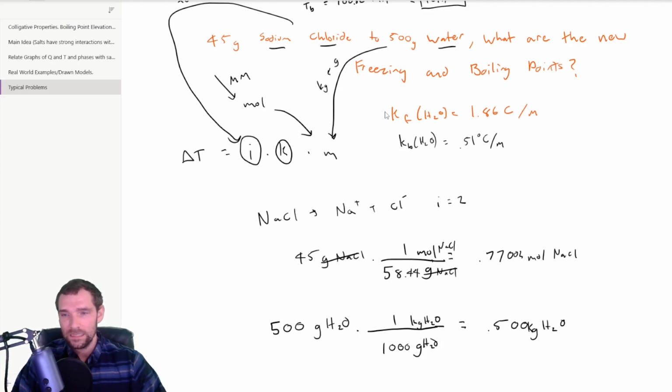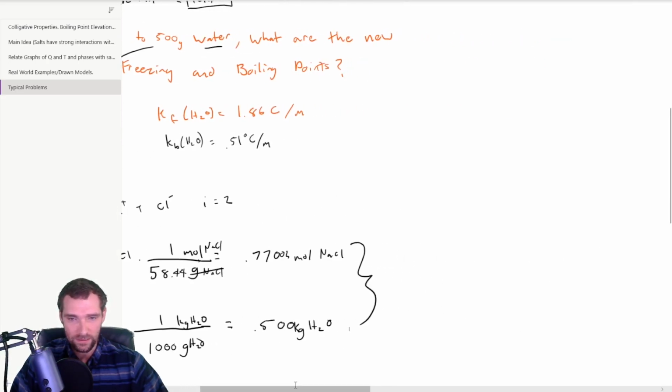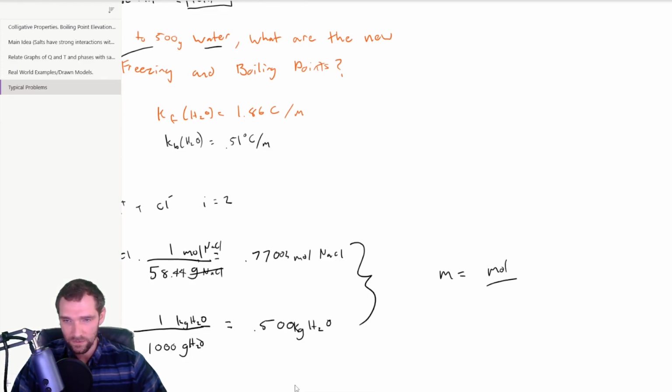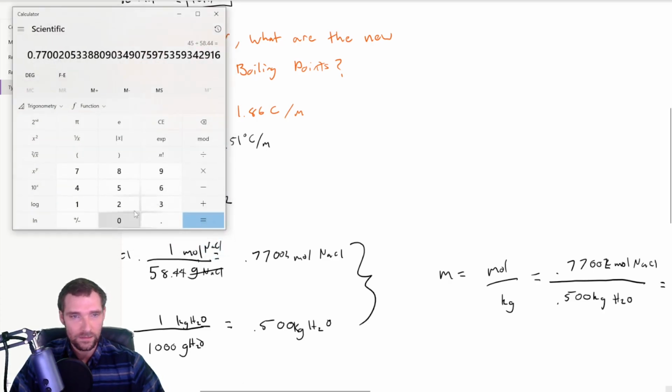Okay, so now we can take those two bits of information because we've got moles and kilograms, and we should be able to use that to write our little m. Little m is equal to moles over kilograms. And so we can see it's going to be the 0.77 of what we've dissolved, and then that's going to be over 0.5. All right, let's see what we get when we do that calculation.